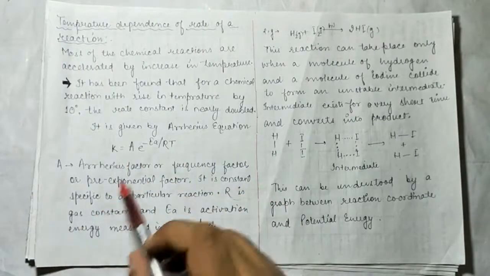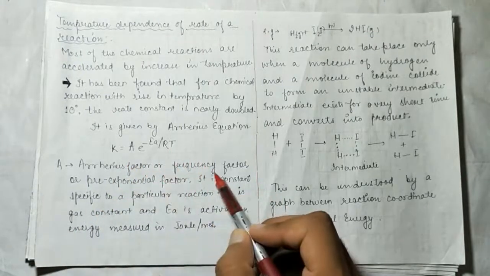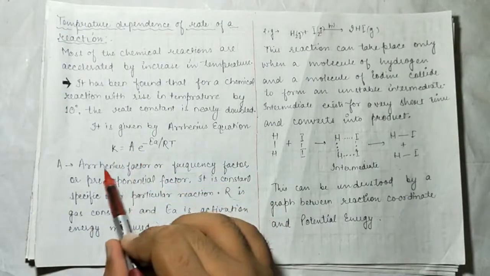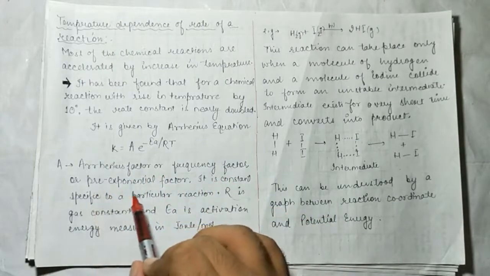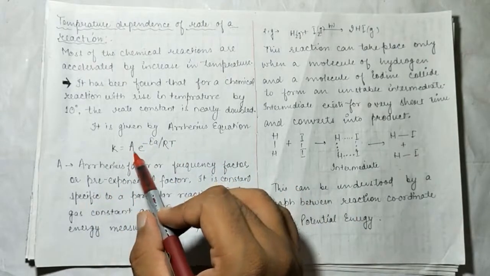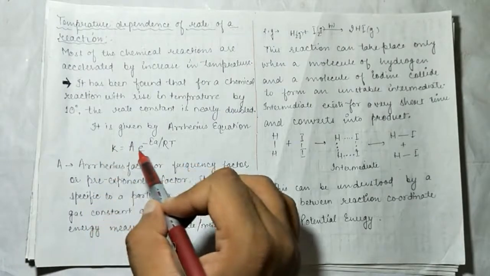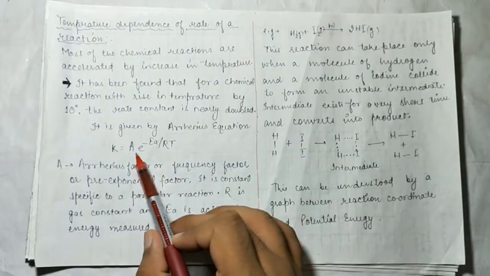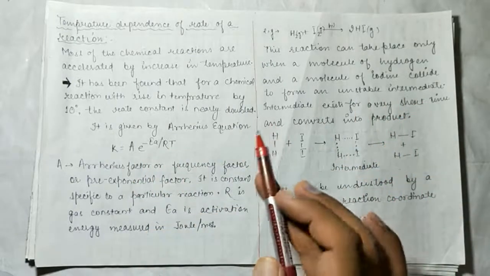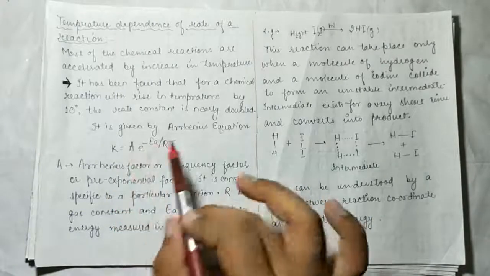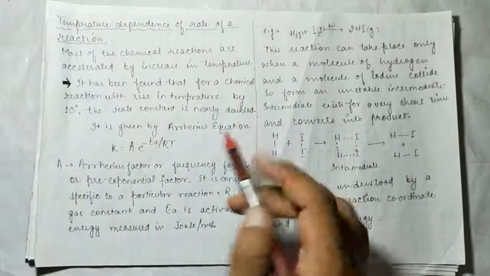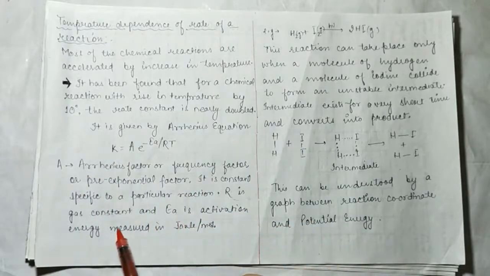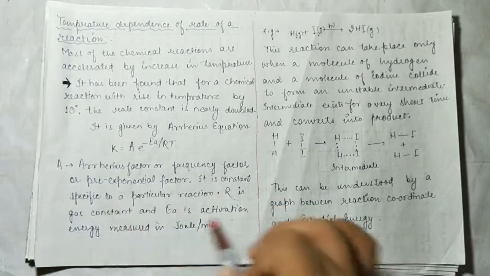What is A? A is the Arrhenius factor or frequency factor or pre-exponential factor. Okay, it is called Arrhenius factor, frequency factor, or pre-exponential factor. It means how frequently molecules collide together and make product. For that, this constant is taken, and this constant is specific for every reaction. Okay, for every reaction this constant is specific. Then the gas constant, I have already told you about this.